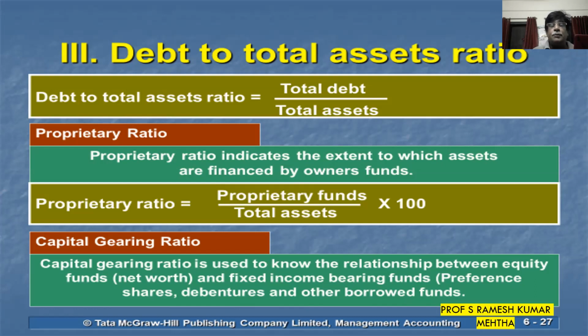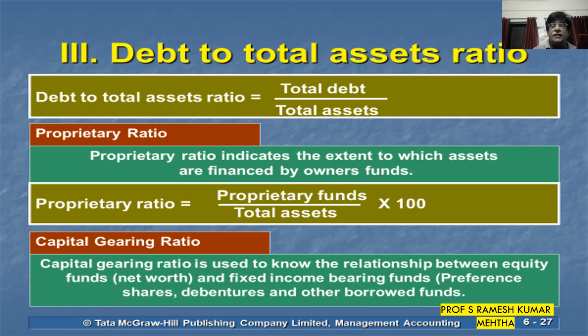Proprietary ratio is nothing but proprietary funds by total assets into 100. We will see the in-depth analysis of the proprietary ratio in the next slide, where I am going to give you some numerical illustration. Next one is capital gearing ratio. This is also very, very important, a solvency ratio. This is where we talk about the relationship between equity share capital and reserves and surplus on the first part, with fixed income bearing funds.